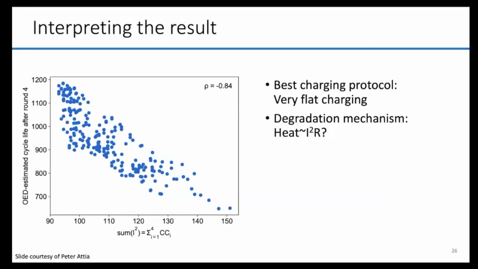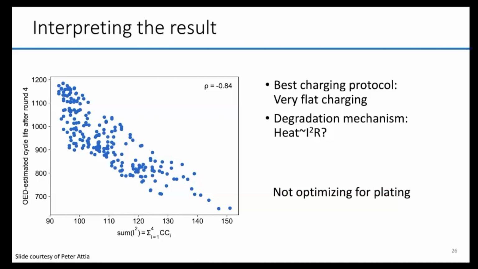And here is a look at the sum of the constant current steps plotted against what the OED estimates cycle life to be. We can see a pretty good correlation, which my collaborators hypothesized means that perhaps this is optimizing for heat generation in choosing this very flat charging protocol. This result is still being investigated, but it's at least some evidence that perhaps heat generation is what's being optimized for in this particular charging protocol. Oh, and my collaborator thinks it's definitely not optimizing for plating, whether or not it might be heat.